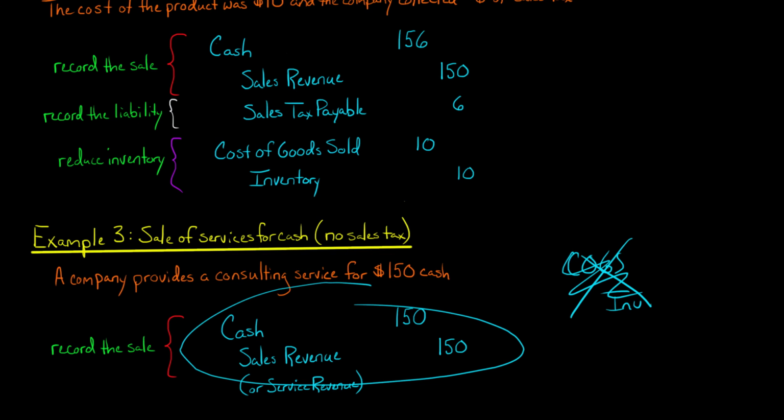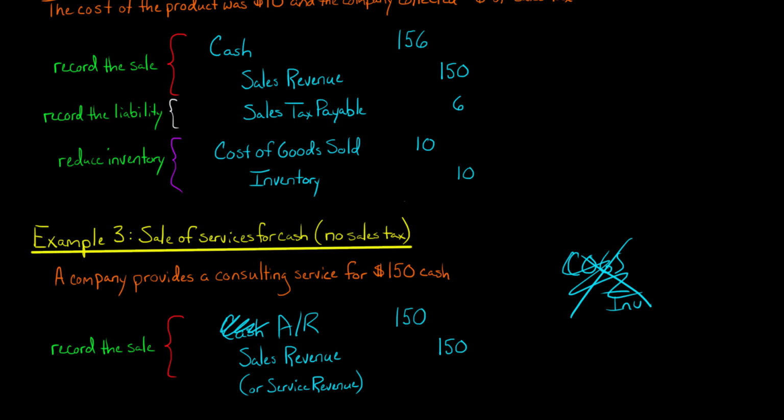Now, if we had changed this where we said that they had sold the services on credit, on account, right, and it wasn't for cash, then we just make a little change. We would just debit accounts receivable for $150 and then credit sales revenue or service revenue for $150.